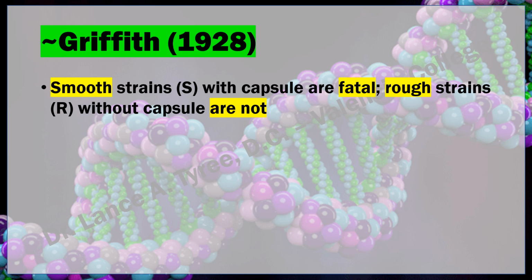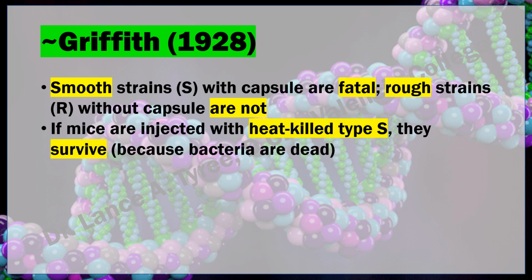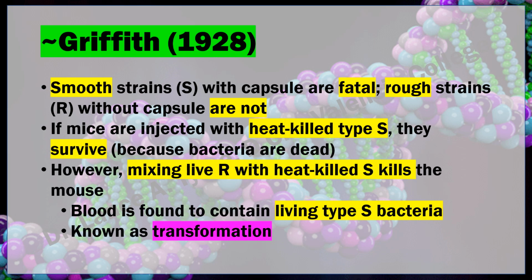So the smooth strains, called S, with capsules are fatal. The rough strains, called R, without capsules are not. So if mice were injected with heat-killed type S, they survived because we killed the bacteria with the heat. However, mixing live R with heat-killed S kills the mouse. The blood is found to contain living type S bacteria. This is known as transformation.